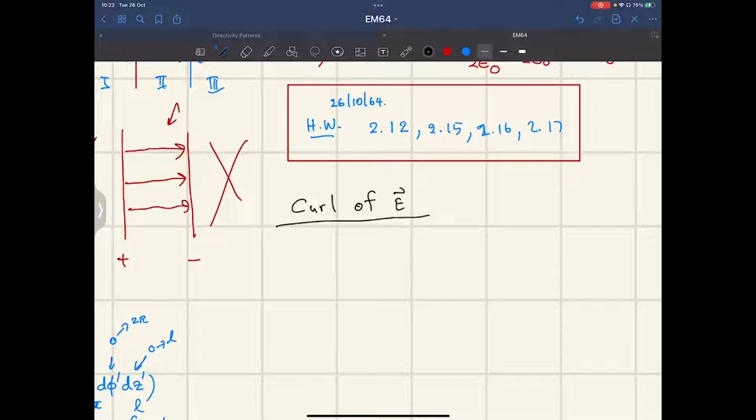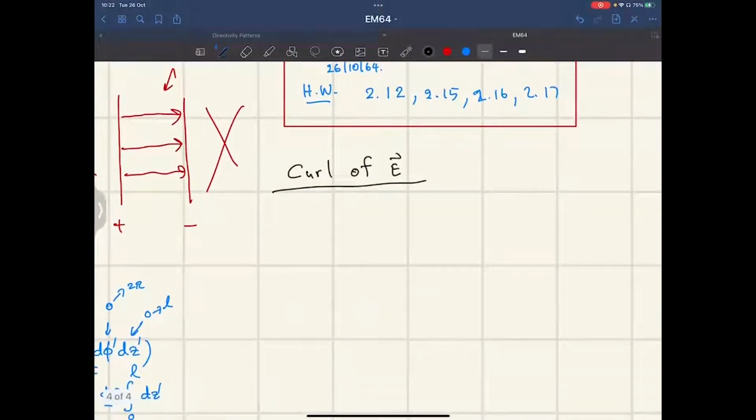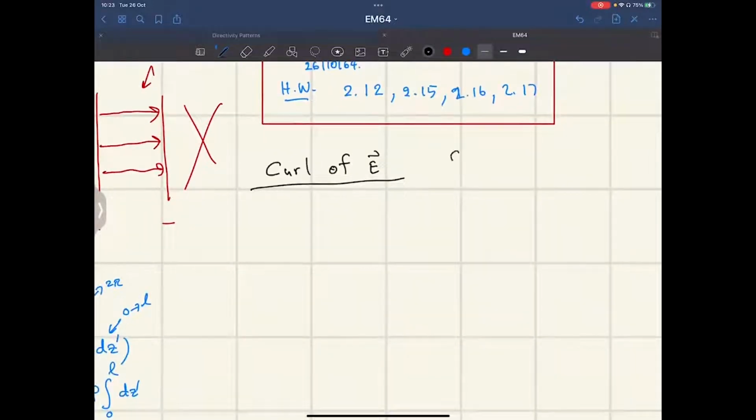Okay, now it's curl of E. We can follow the same concept as we did for the divergence. For the divergence, we considered the flux of the electric field. But in this case, for the curl, we can consider the integral of E dl.